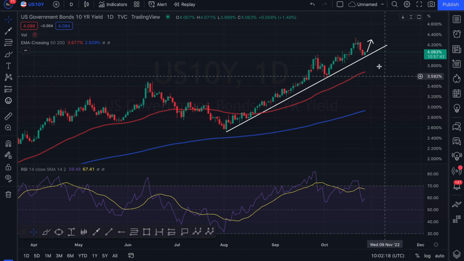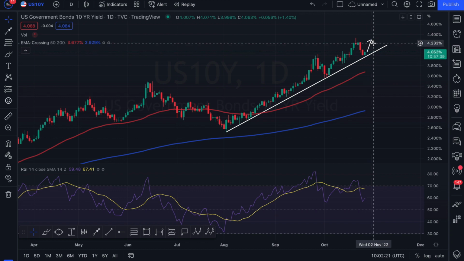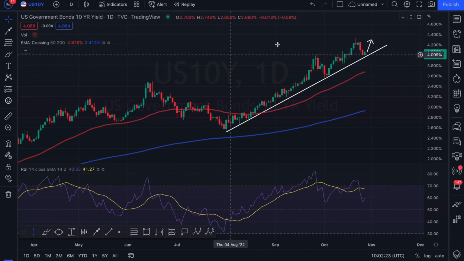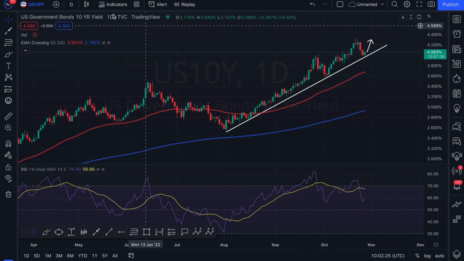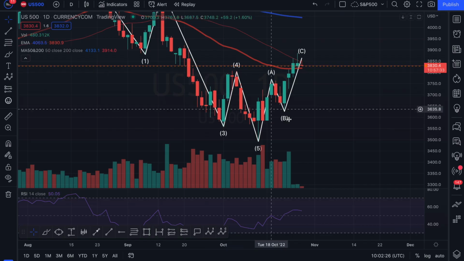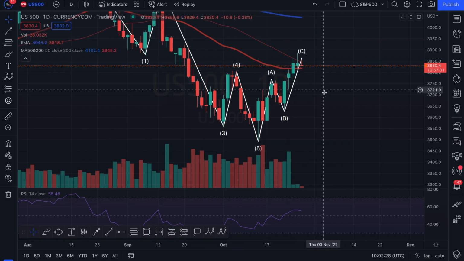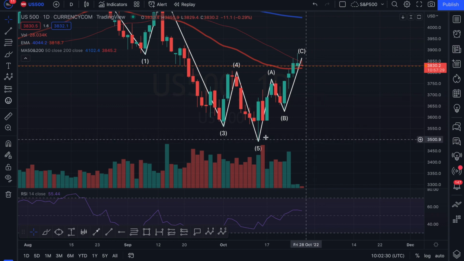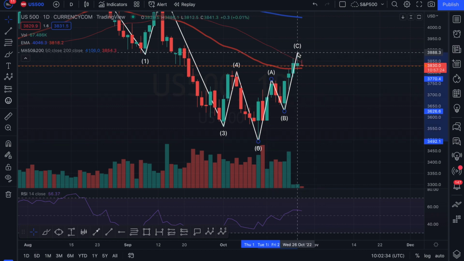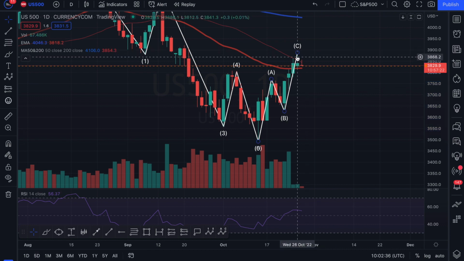But for the time being, I do fully anticipate the yields to bounce here. I don't think that this uptrend is going to be broken within the next week or two, and in response to that, we are going to see some negative price movement here in the S&P 500. Don't forget, guys, we have formed this ABC correction. It looks to me that this C leg may have topped out during the top of yesterday's trading session.